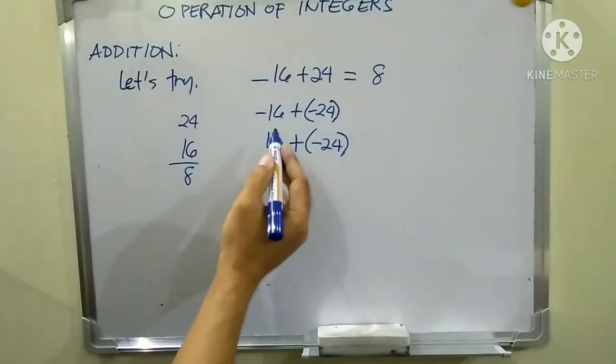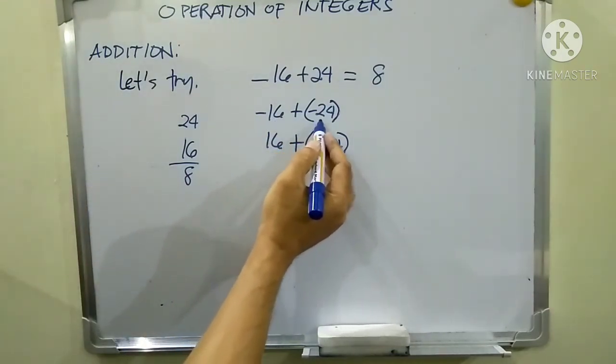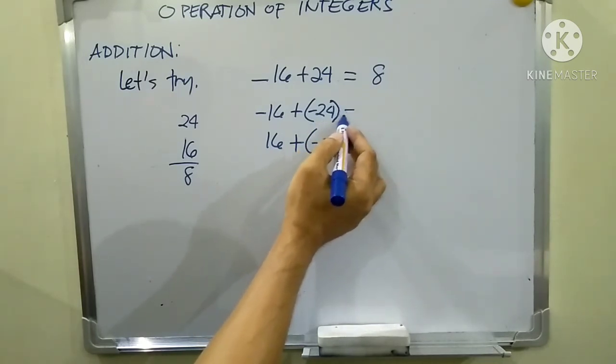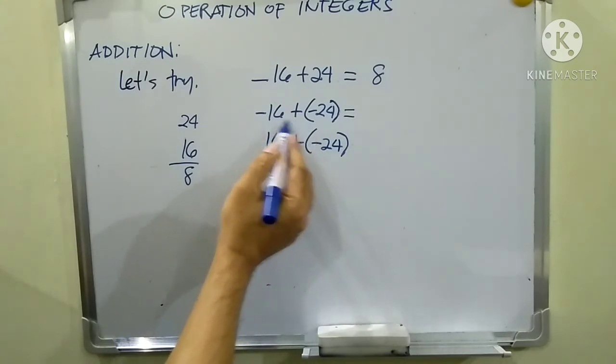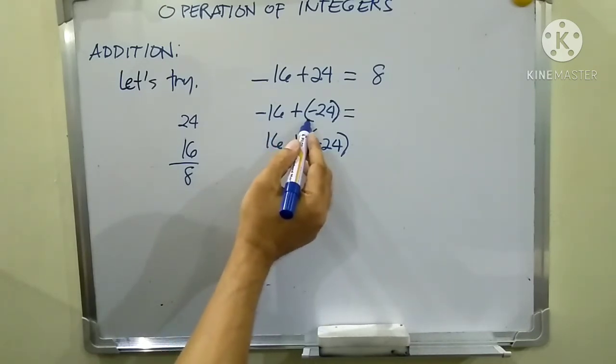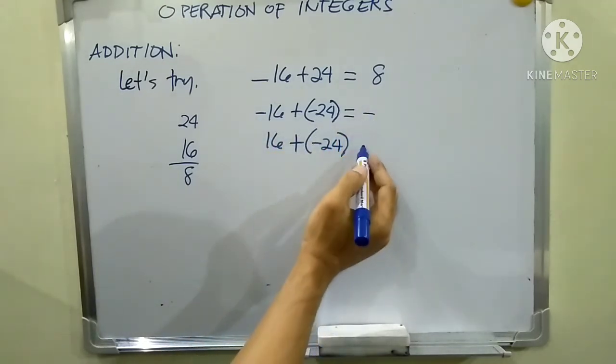The second example, we have negative 16 plus negative 24. What we do here is add immediately and copy the common sign. So we have negative 40.